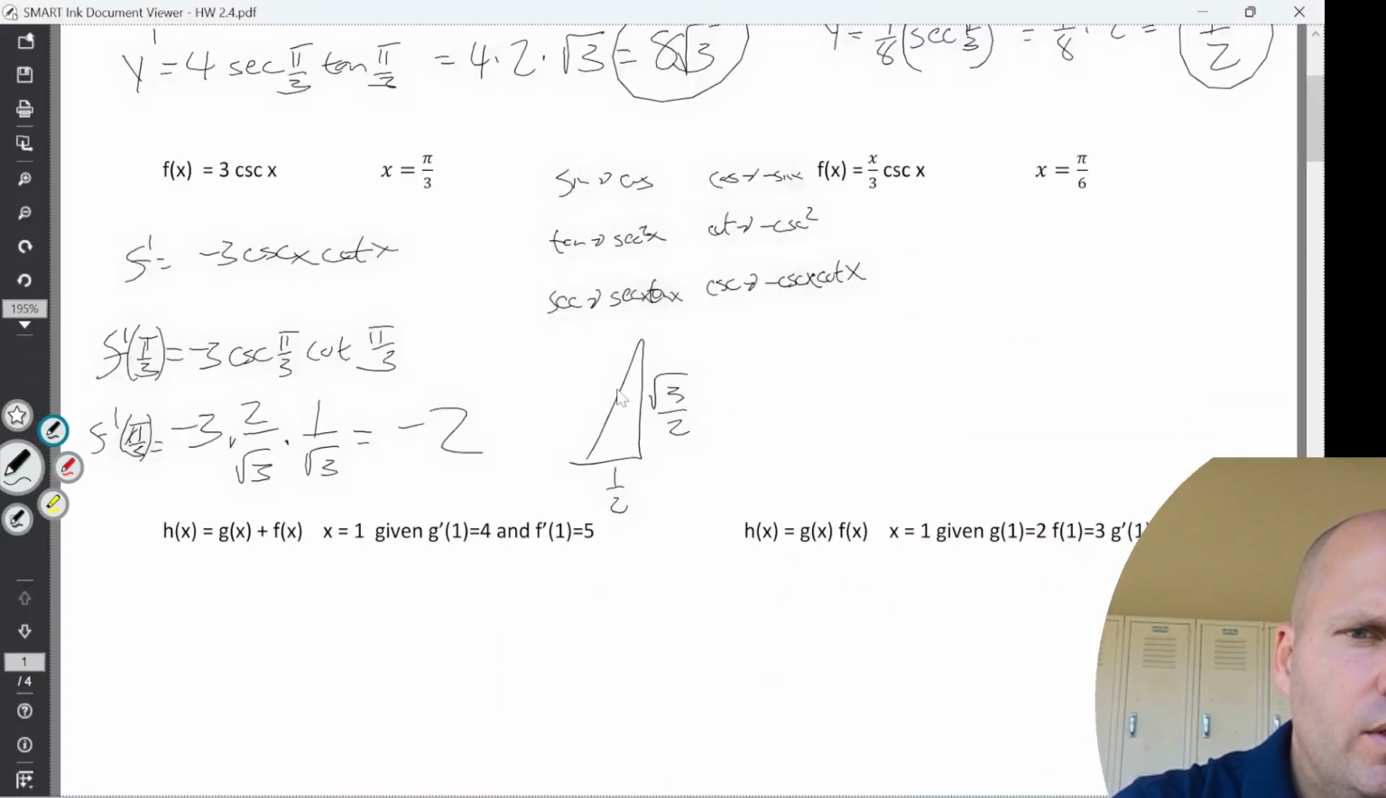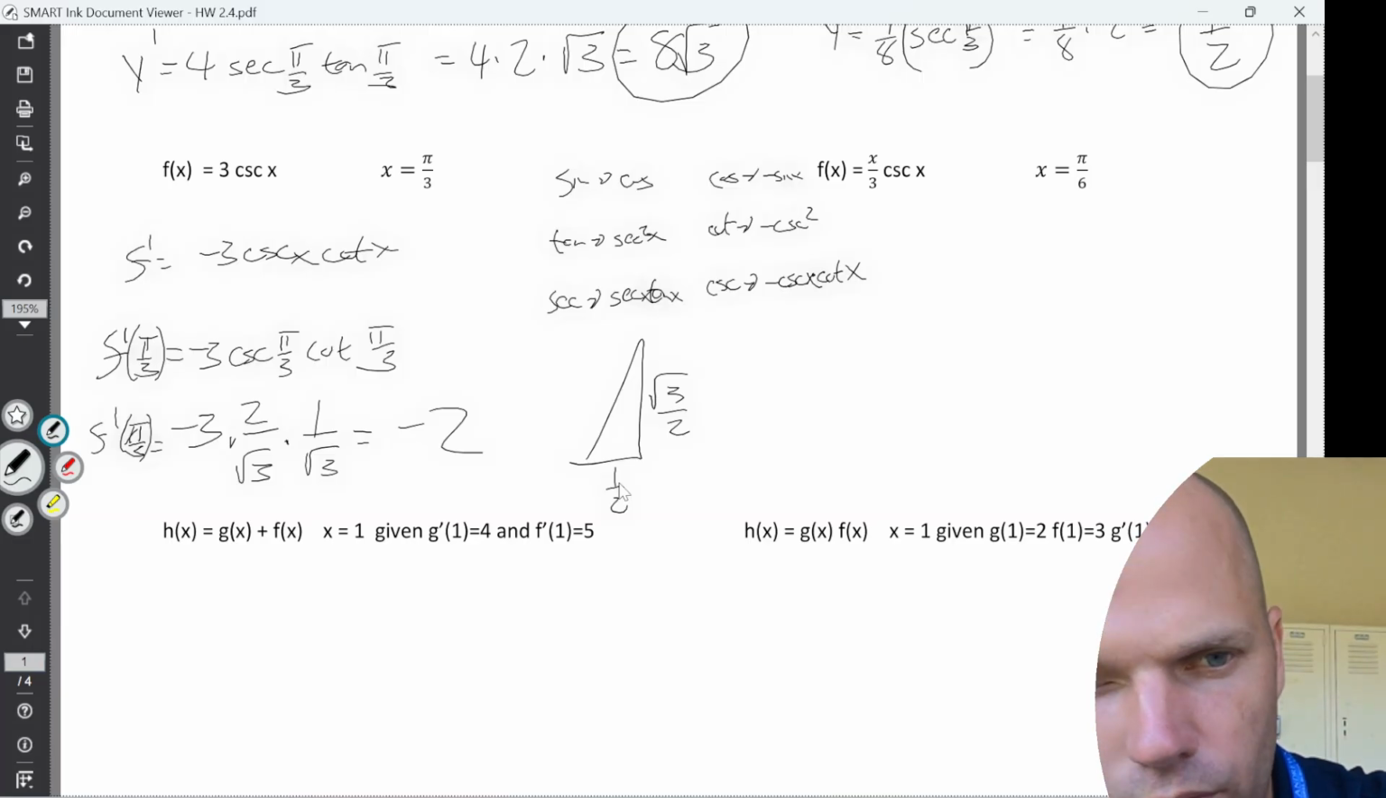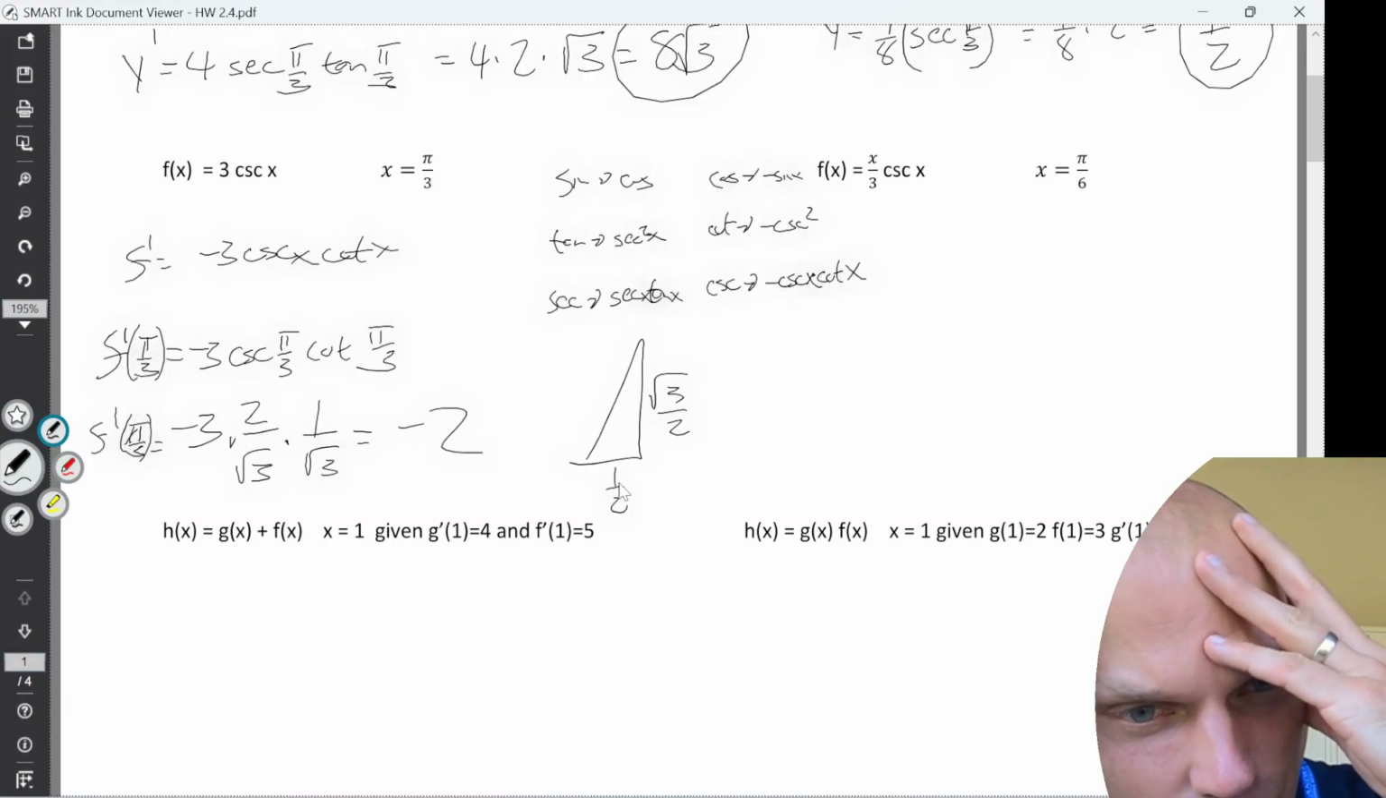Cosecant of pi over 3 is the reciprocal of sine, so that's 2 over root 3. Cotangent is adjacent over opposite. So that's a half divided by root 3 over 2, which is 1 over root 3. I get the negative 3 times the 2, which is negative 6 over 3.